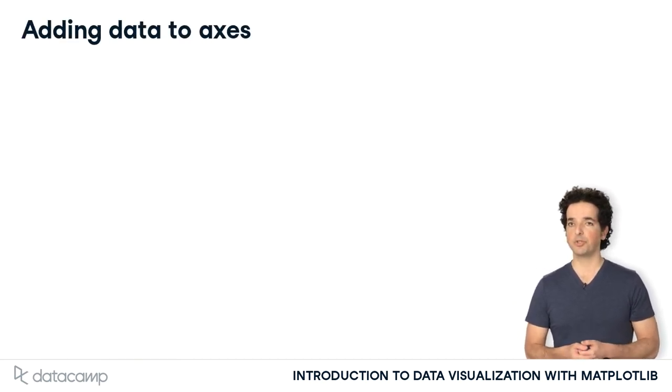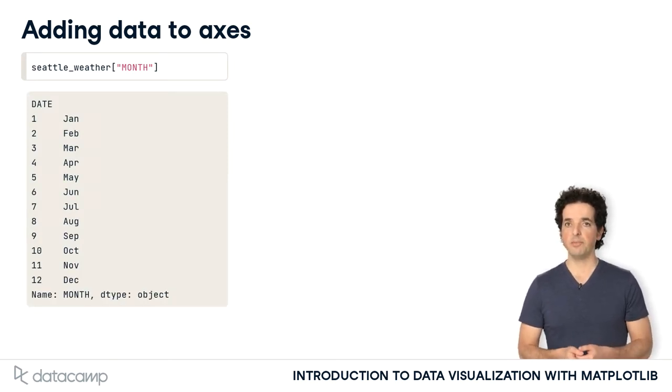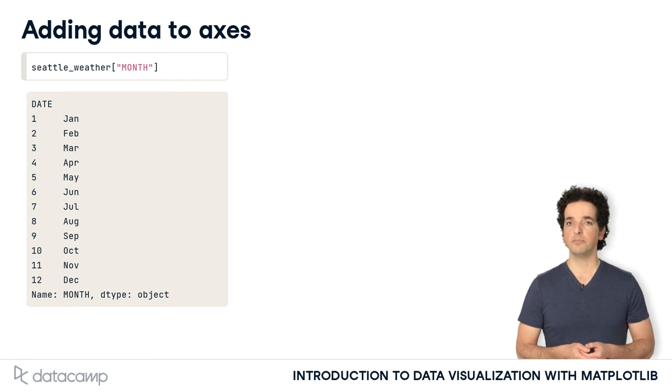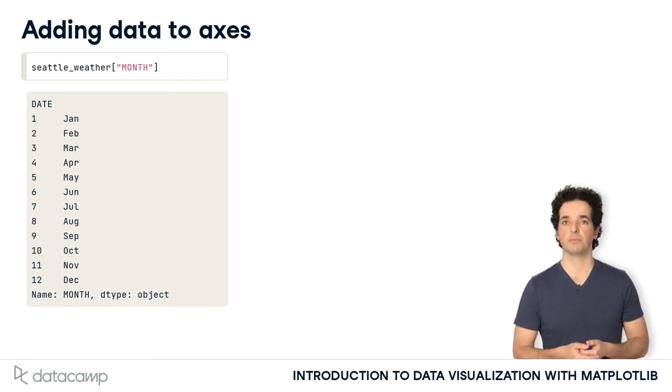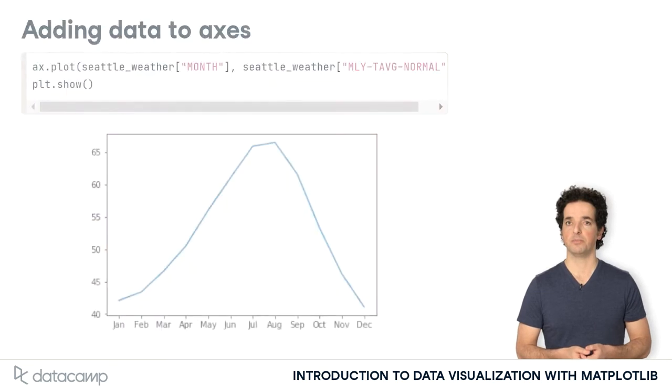Let's add some data to our figure. Here's some data. This is a data frame that contains information about the weather in the city of Seattle in the different months of the year. The month column contains the three-letter names of the months of the year. The monthly average normal temperature column contains the temperatures in these months in Fahrenheit degrees, averaged over a 10-year period.